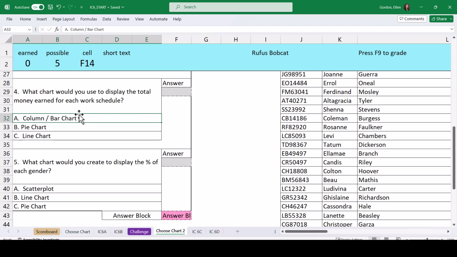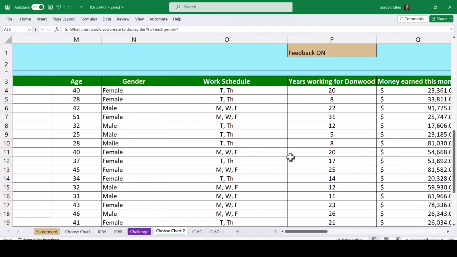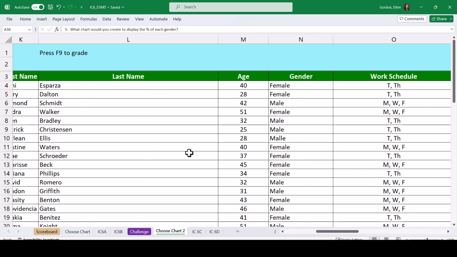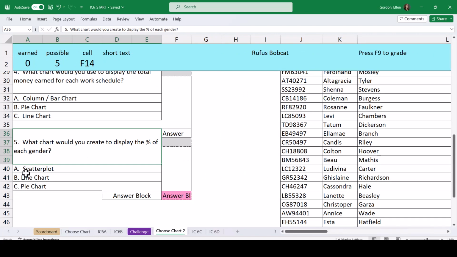So 4 is A. And then finally, the last question, number 5, what chart would you create to display the percentage of each gender? Gender in this data set is represented categorically. So we have one qualitative variable. That's going to be a pie chart. A scatter plot is two quantitative variables. A line chart is a quantitative variable and how it changes over time.